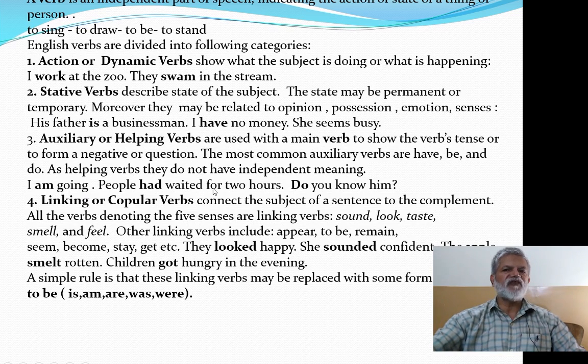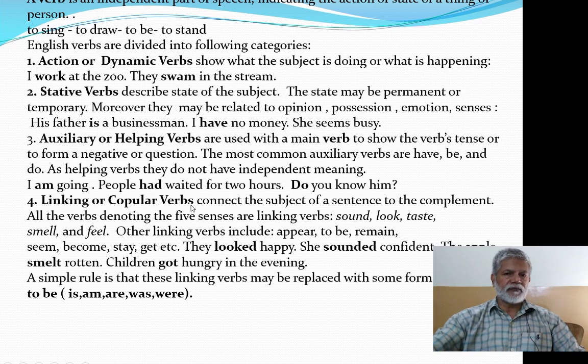People had waited for 2 hours. Had is a helping verb because it is being used with this main verb waited. Do you know him? Here do is a helping verb that is used to make a question in the present indefinite tense, and it is used with this main verb know.